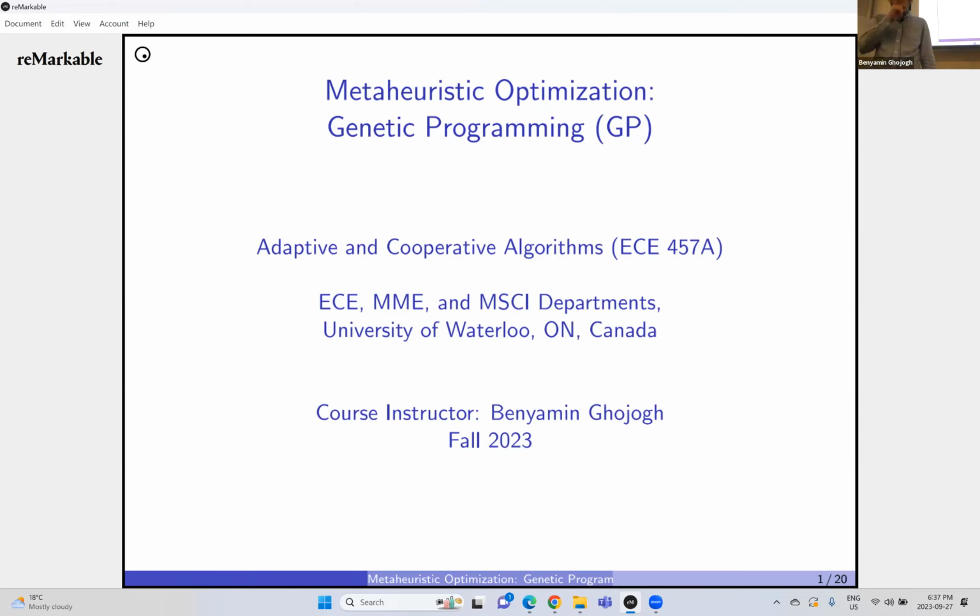So now let's move on to the next metaheuristic optimization algorithm, genetic programming. Genetic programming is also a very important algorithm, and I believe its main idea is very, very interesting. First off, it's different from genetic algorithm, but it uses crossover and mutation, so it uses the same idea behind genetic algorithm. Hence, its name is genetic programming. But you shouldn't confuse genetic programming with genetic algorithm.